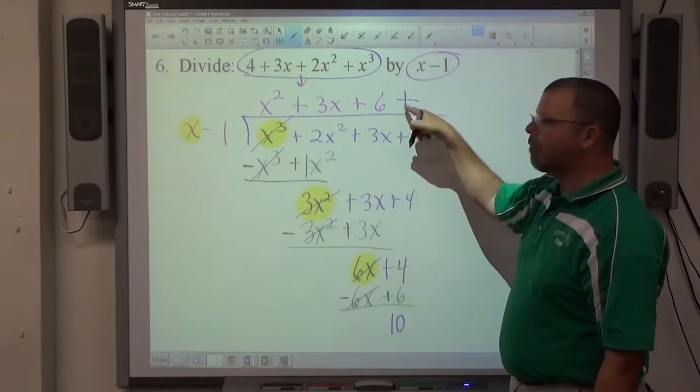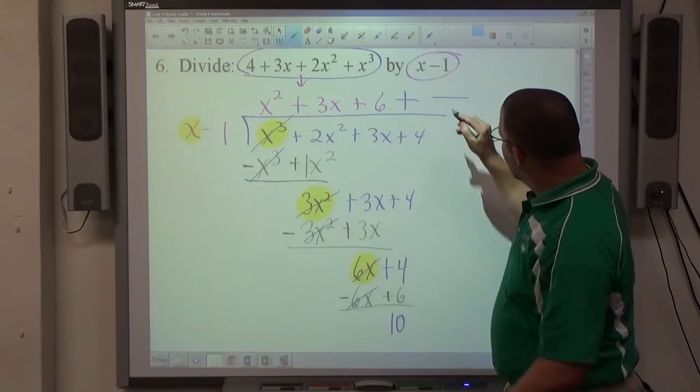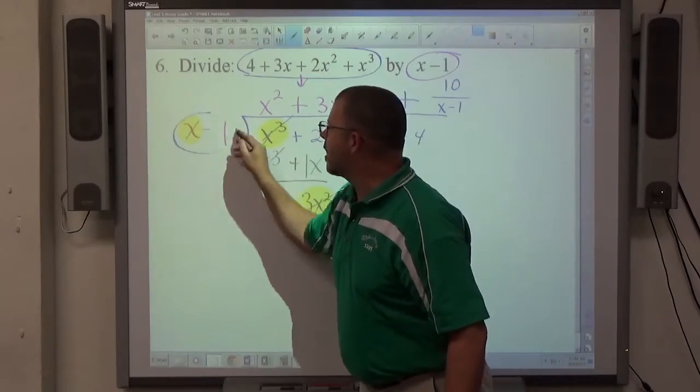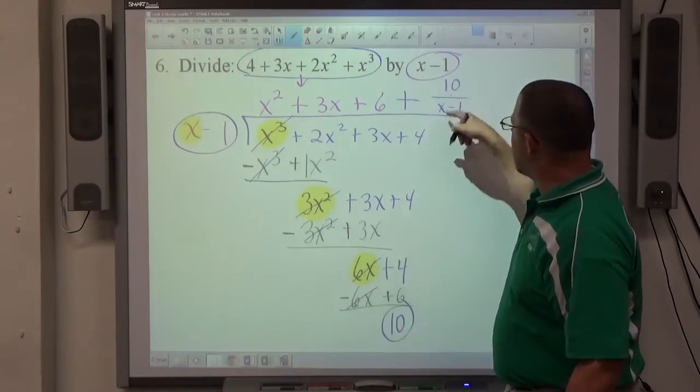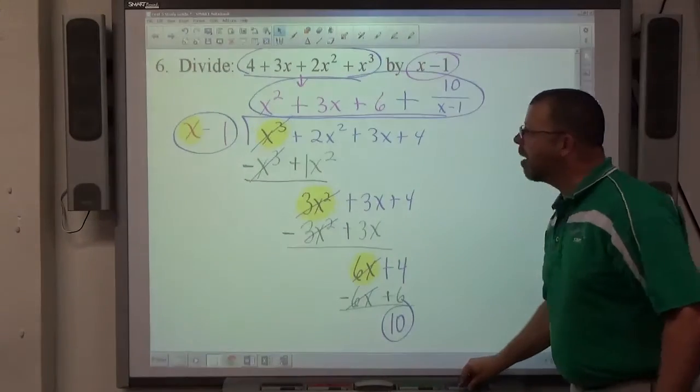If it was minus 10, I put a minus sign there. Then I put my remainder term, remainder on top, divisor on bottom. Whatever this is the bottom, whatever this is the top of that fraction. And that is our quotient for that problem.